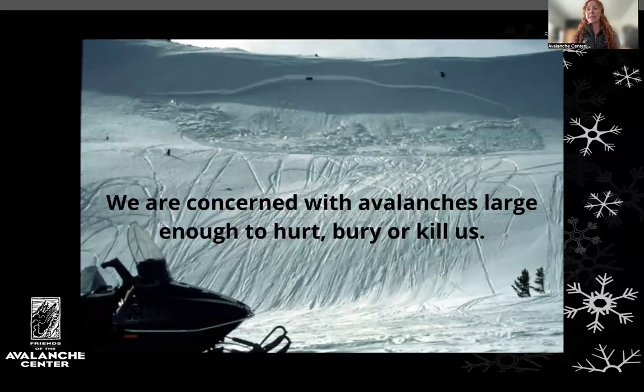And if we want to break it down and make it more simple, what we're most concerned about are avalanches that are large enough to hurt, bury, or kill us. And we as humans and riders, we're not that big when it comes to a mountain or a slope. So we are concerned about any avalanche that's big enough to cause significant consequences to us. So again, something to think about. It could be a small road cut. It doesn't have to be a giant mountain face.